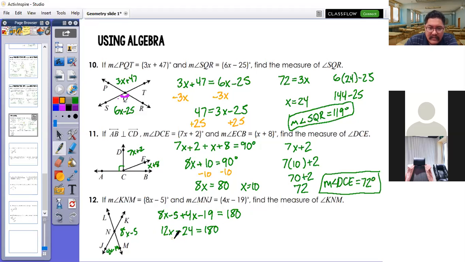And I'm just using my basic algebra here, so I'm going to add 24 to both sides. And that should give me 12x equals 180 plus 24, and that's going to be 204. And then divide that by 12. Remember, that's not the actual angle. It's not 204 degrees. It's just whatever they put x to be. So in this case, x comes out to be 17.